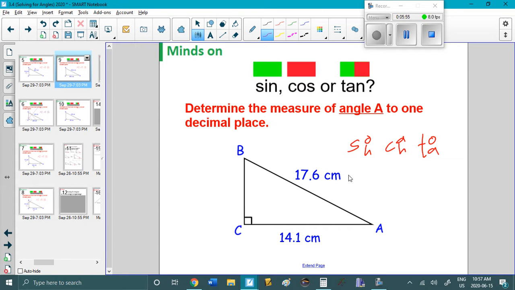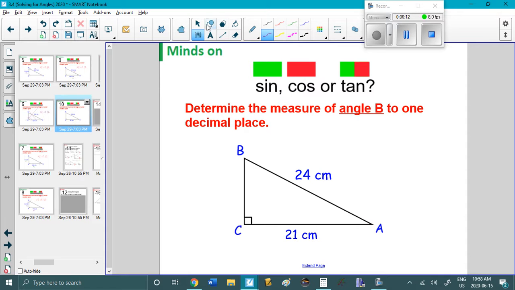All right, determine the measure of angle A. That's this angle here. Please pause and give it a shot. So we have the hypotenuse. We don't have the opposite, but we do have the adjacent. So A and H is cos. So we would use cos.